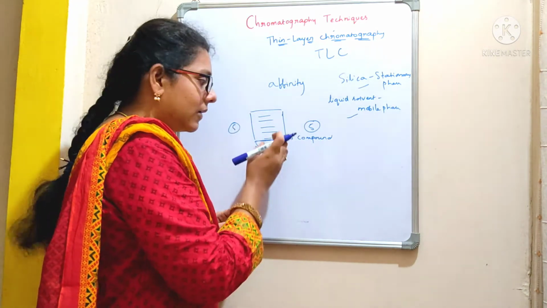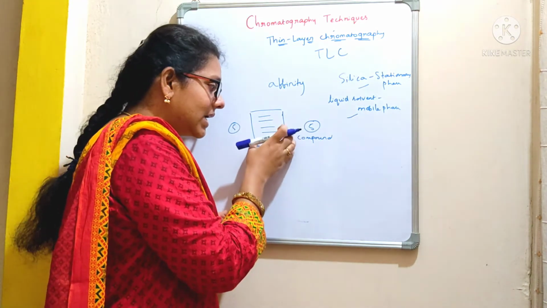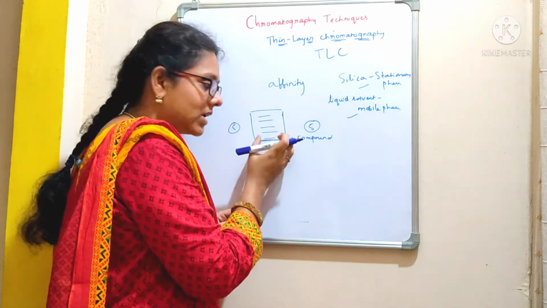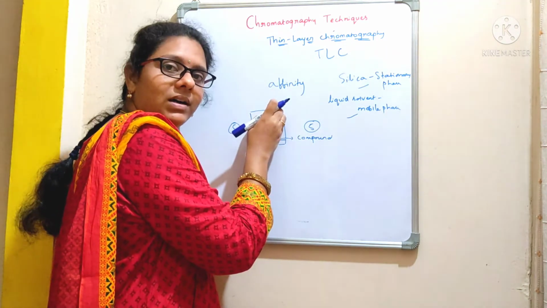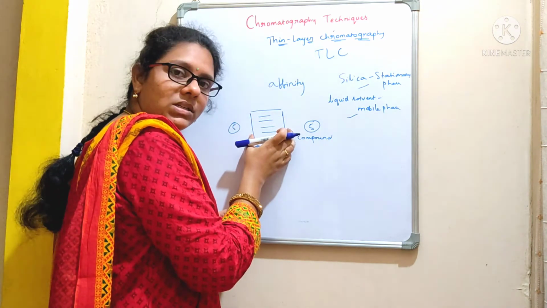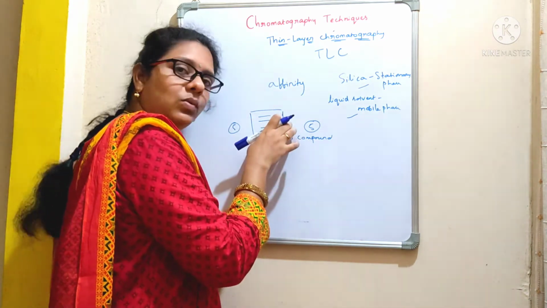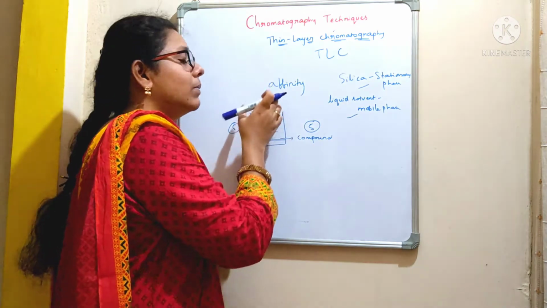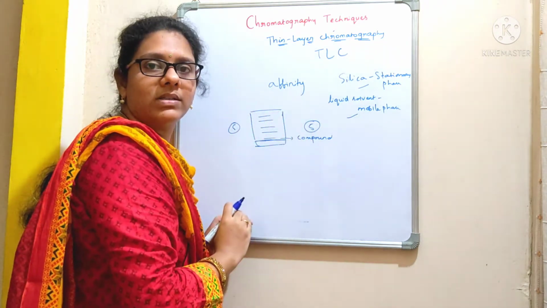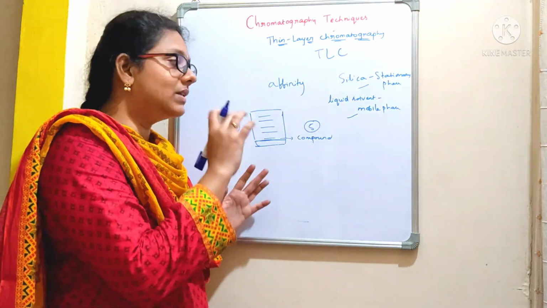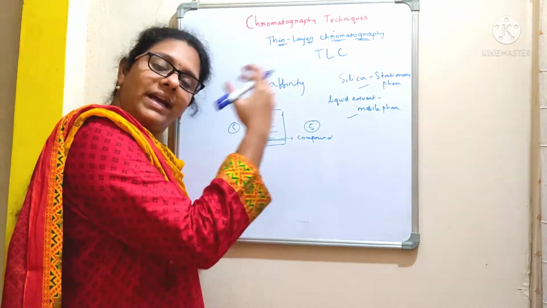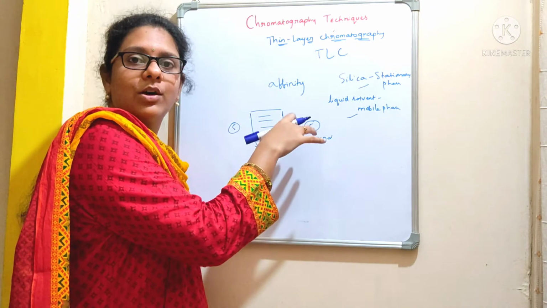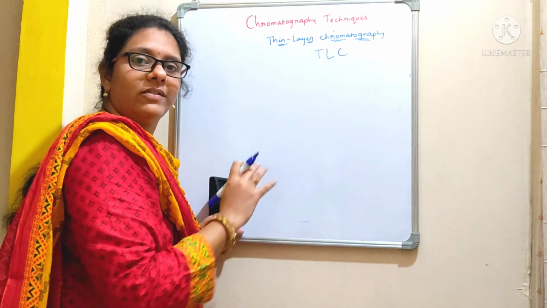Why? Because if a molecule has a higher affinity towards the stationary phase, it will move slowly. If a molecule has less affinity towards the stationary phase and more affinity towards the mobile phase, then it will move faster along with the mobile phase. Generally, the higher the solubility of the compound in the solvent, the greater the solute mobility in that solvent. Hope you are clear with the principle.